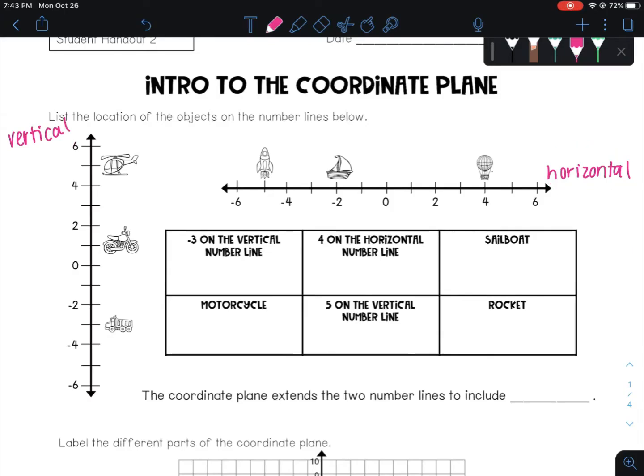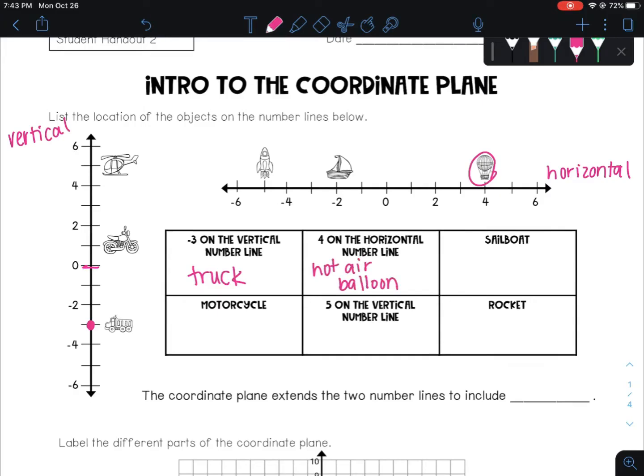Okay, so -3 on the vertical number line. We're going to go over here. We're going to go down from 0, and in between the -2 and the -4, that is the -3. So that's a truck. Next, 4 on the horizontal number line. Go over to the +4. That's a hot air balloon.